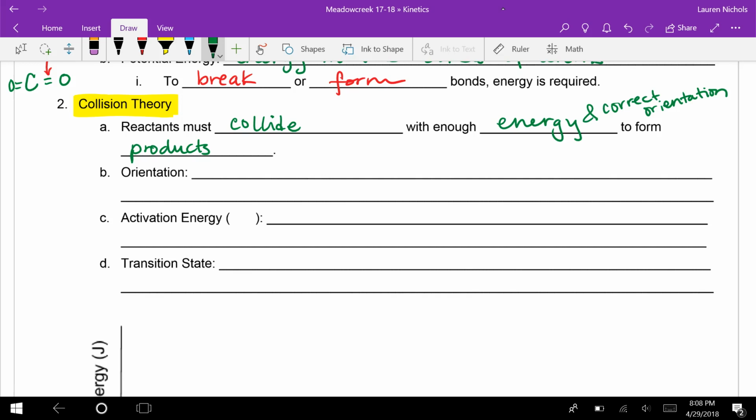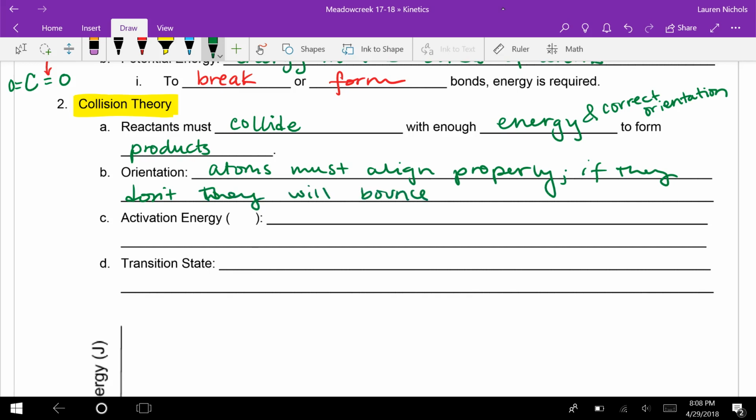So when we talk about orientation, we mean that the atoms must align properly. If they don't, then they will bounce apart. That bounce apart is called an ineffective collision, because they collide, but no reaction happens, so it's ineffective. It's a waste of time. So let's look at what this might mean.